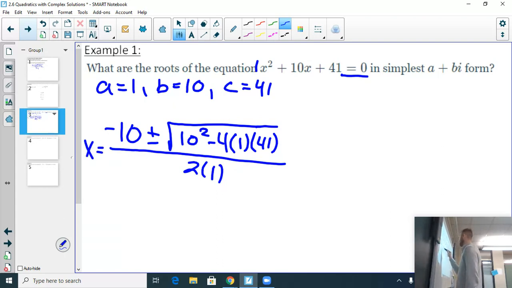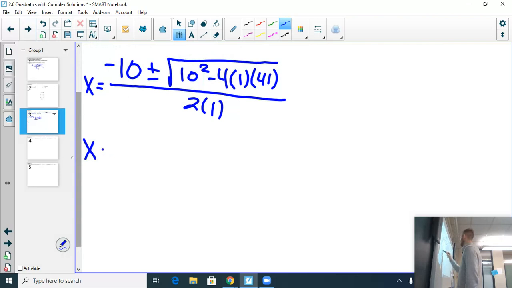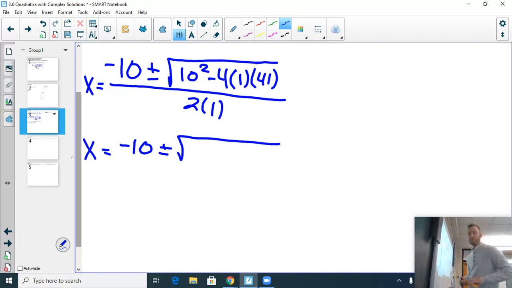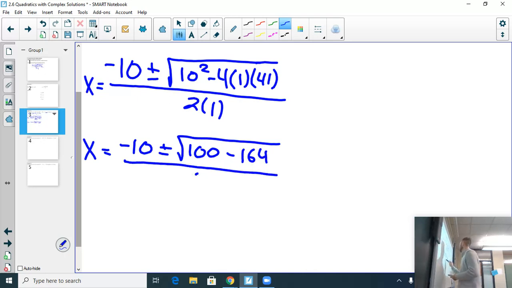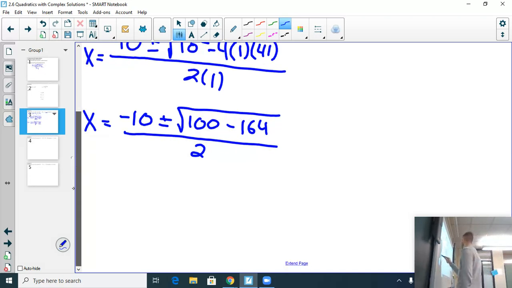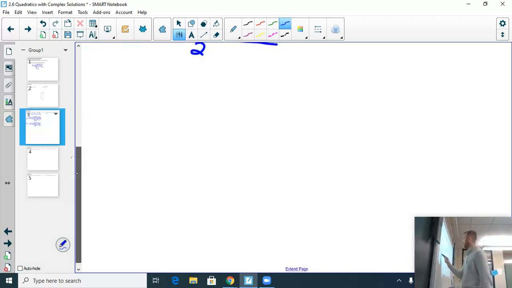And this is going to be x equals -10 plus or minus. We can do 10 squared is 100. So 100 minus 4 times 41 is going to be 164. All over 2 times 1 is just 2. And let's just keep working on this.